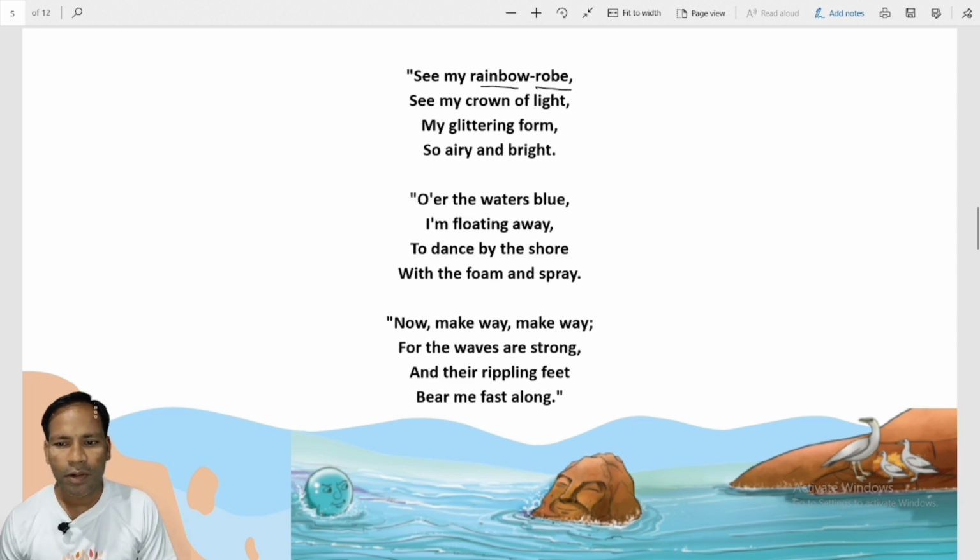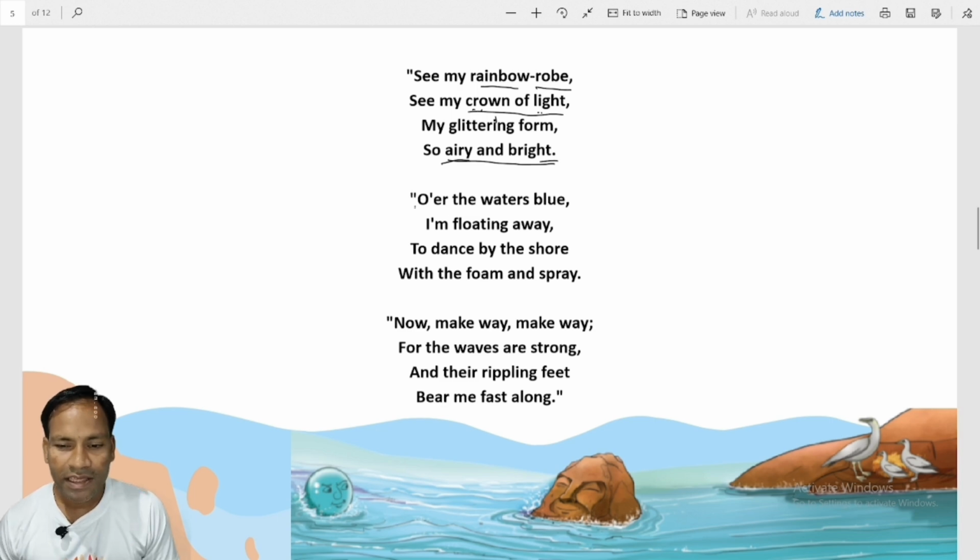See my crown of light. Crown of light, again why? Because when a bubble shines, a tiny sparkle we can see on the top of the bubble when sun rays fall on it. Okay, so that tiny sparkle is known as crown of light. My glittering form, glittering means shining form, as we know bubble shines. Okay, so airy and bright, airy means precious, or we can say very proud, very worthy, and bright is very dazzling.